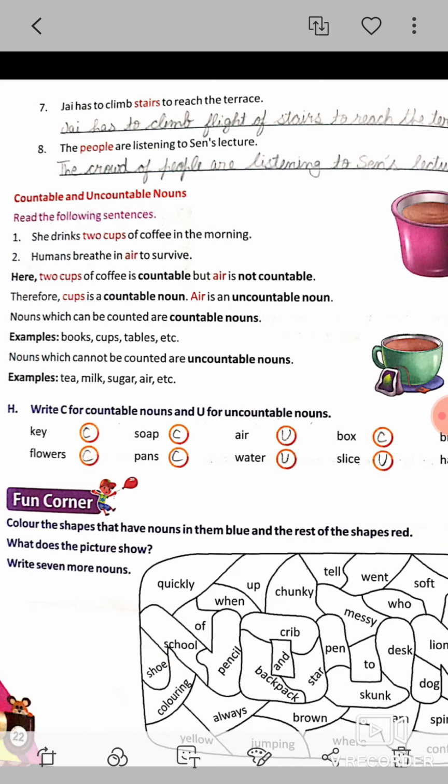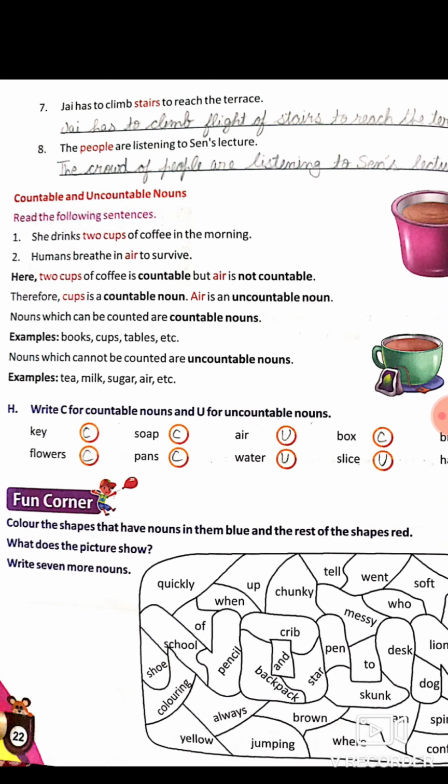Write C for countable noun and U for uncountable noun. Like key. Key, you can count it. So it is a countable noun. Flowers, you can count it. Countable noun. In the same way, pan, these are countable nouns. Air, water, these are uncountable nouns. Box, countable noun. Slice, countable noun.